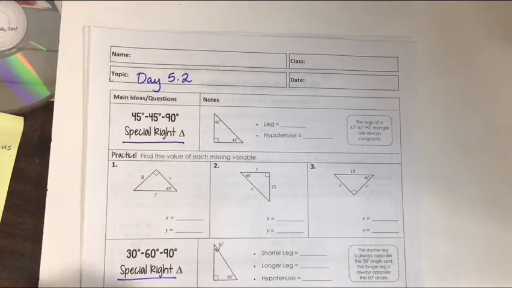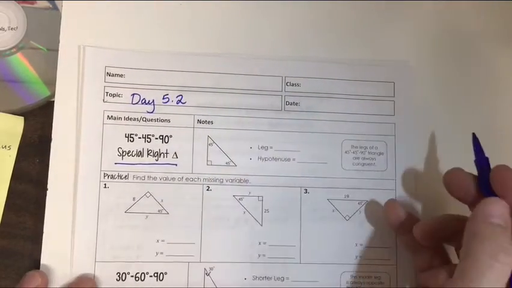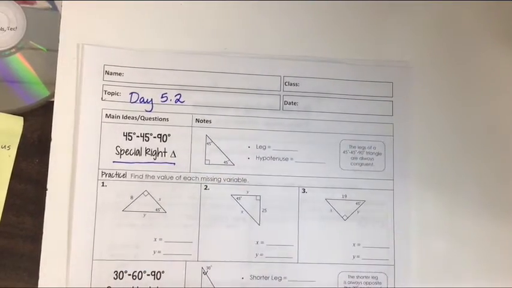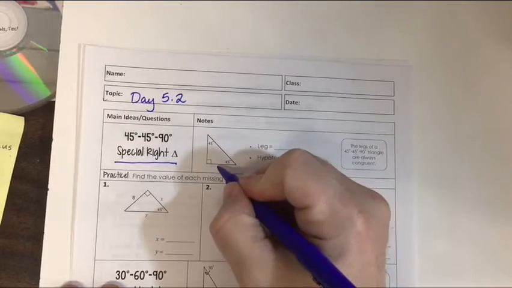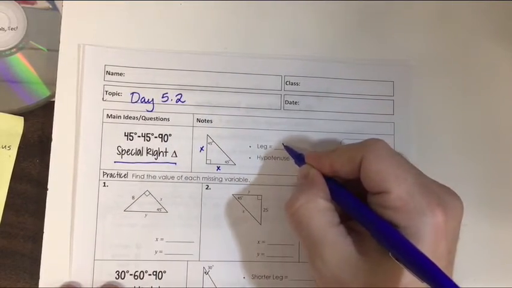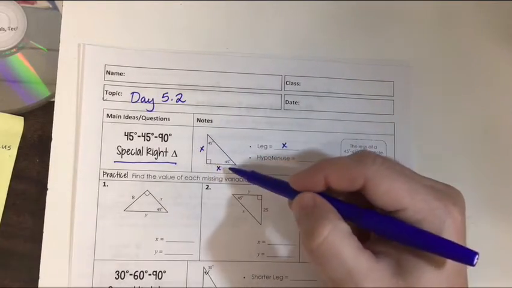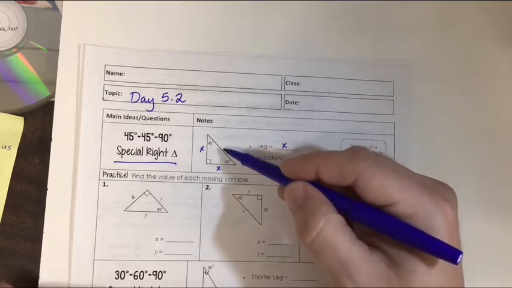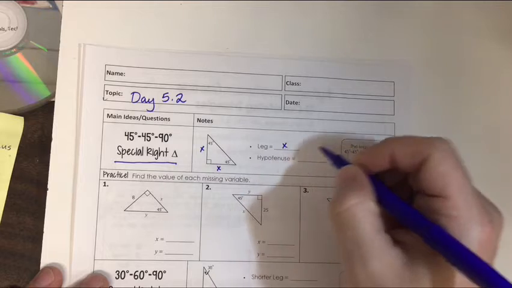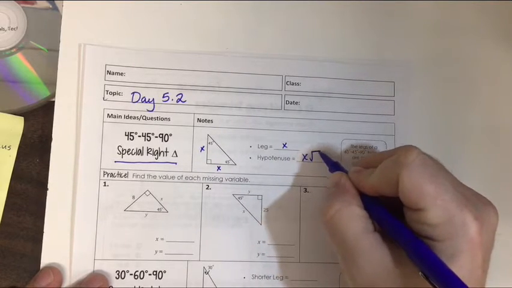All right, let's talk a little bit about a 45-45-90 triangle. Each of these legs is the same as the other, so I'm going to start by identifying each leg. I'm going to call each leg x. Each leg is some value x. If we were to work through the Pythagorean theorem using our algebra skills, we would discover that the hypotenuse ends up being a length of whatever x is times the square root of 2.